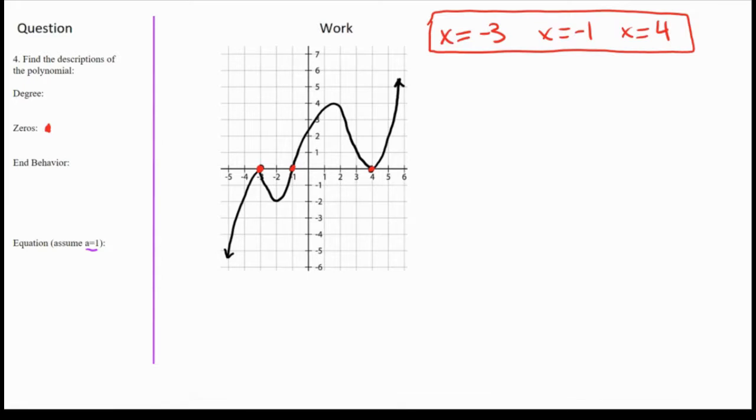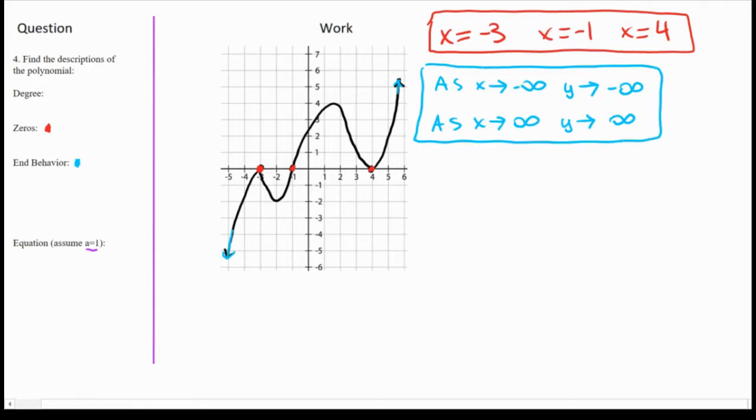Now, let's talk about the end behavior. I see that it is pointing down on the left side and up on the right. So the way I'm going to write that is: as x goes towards -infinity, or as we go to the left, y is going down, so towards -infinity. As x goes towards +infinity, y is going up, so we say it goes towards +infinity. That's my end behavior.